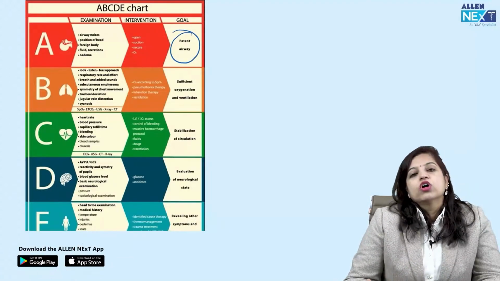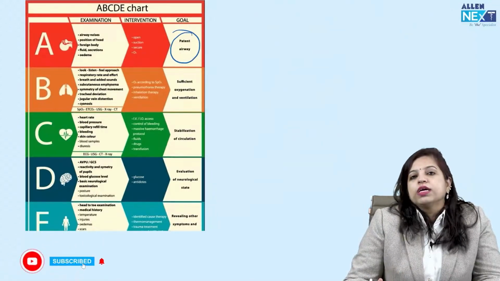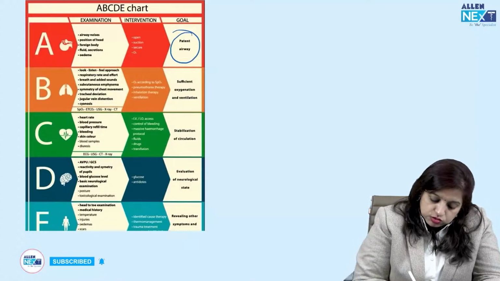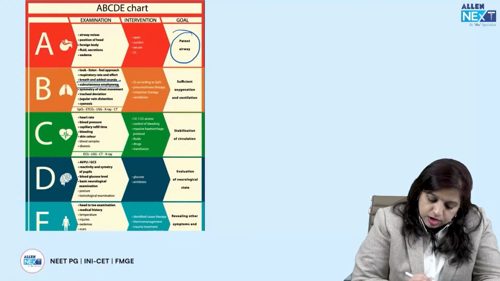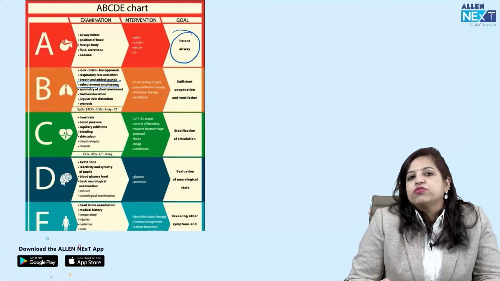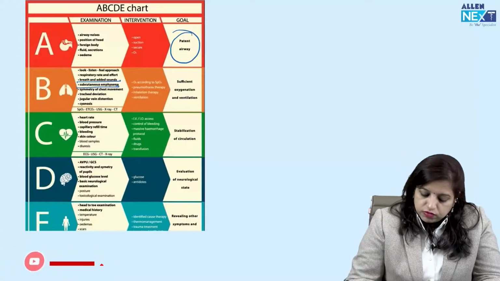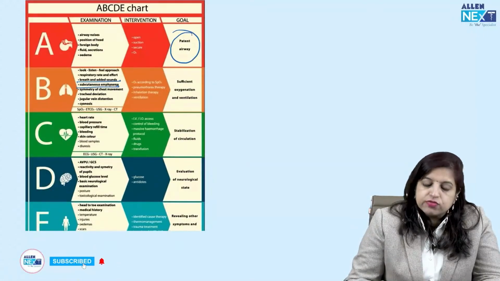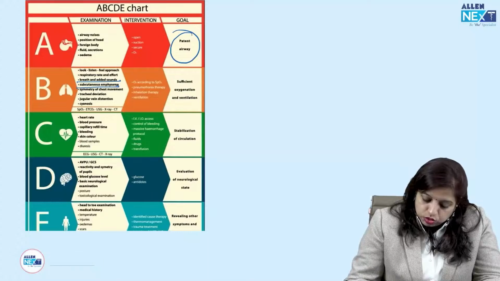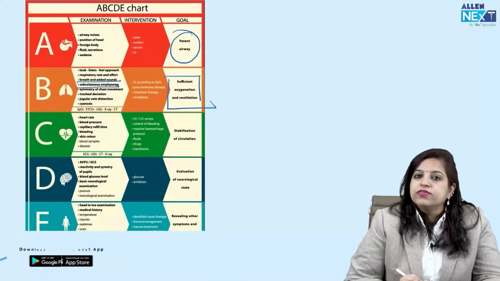B stands for looking and listening to the breath sounds, and respiratory rate and effort has to be assessed. Breath and added sounds also have to be seen. Subcutaneous emphysema also has to be assessed. And we have to also see whether there is any asymmetry or deviation of the trachea, or presence of cyanosis. And then we have to act according to the SpO2, and ensure there is sufficient oxygenation and ventilation.